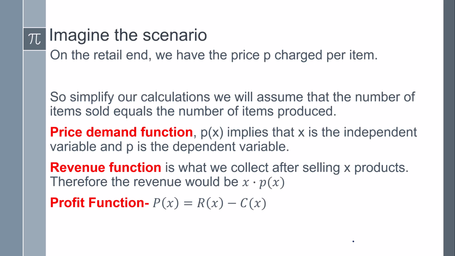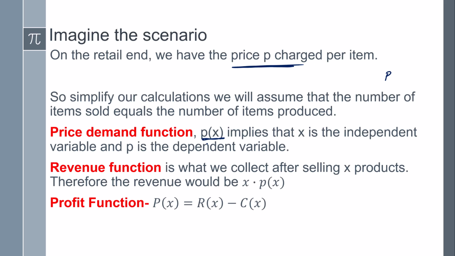Now to continue with this, we have a few other functions. On the retail end, we call the price p charged per item, a small p, the price demand function. Because x is the independent variable and p is the dependent variable, we have to think of it as the price given the demand. Meaning, if I want to sell 5, this is the price it should be. If I want to sell 10, this is the price it's going to be.